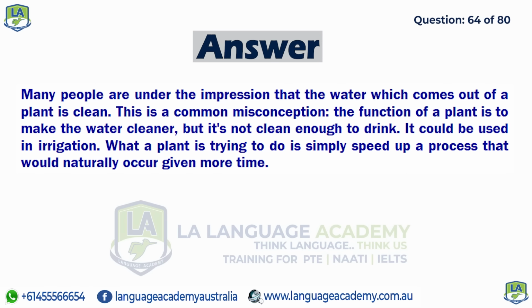Many people are under the impression that the water which comes out of a plant is clean. This is a common misconception. The function of a plant is to make the water cleaner, but it's not clean enough to drink. It could be used in irrigation. What a plant is trying to do is simply speed up a process that would naturally occur given more time.